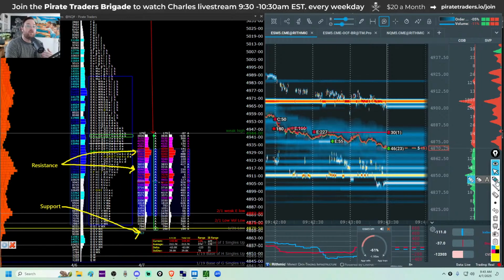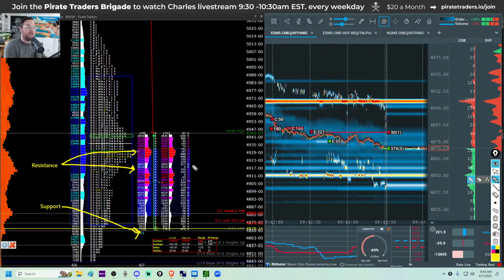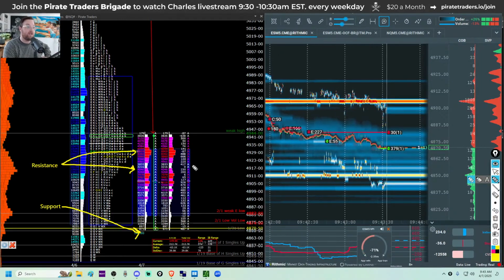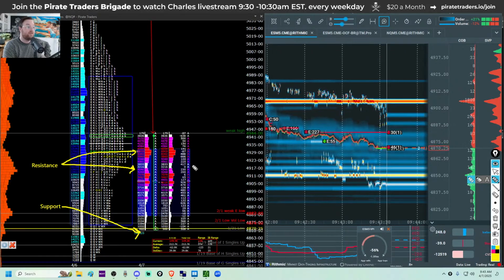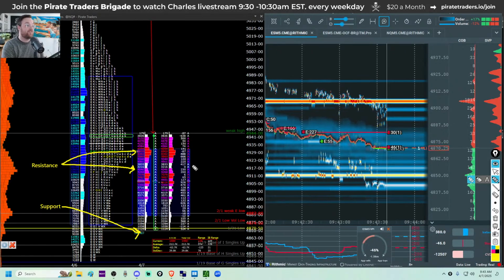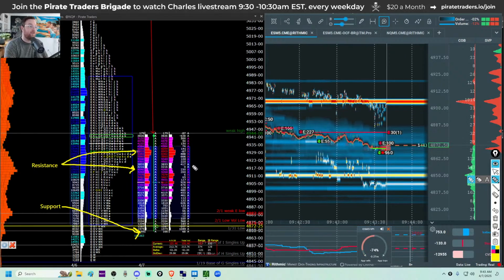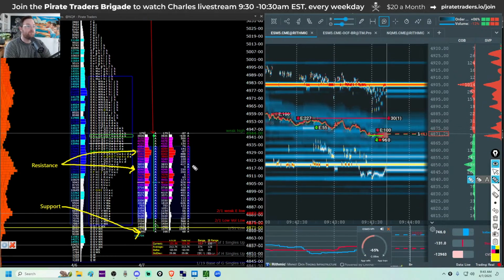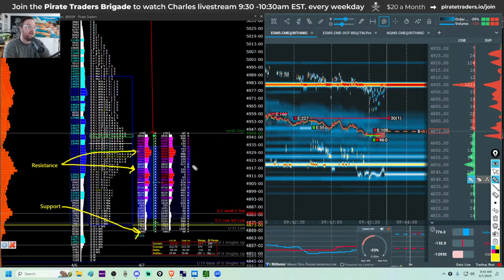So this is our next potential support here, and pretty much the last chance for a bounce. Otherwise, we may be heading for that overnight low. So right here at 48.69, looking for a bounce.